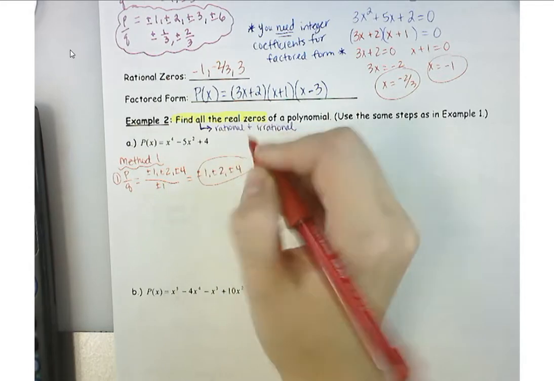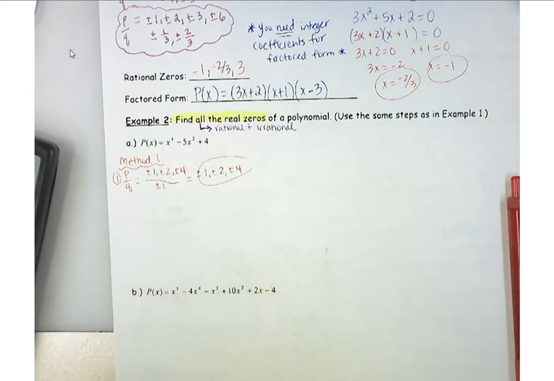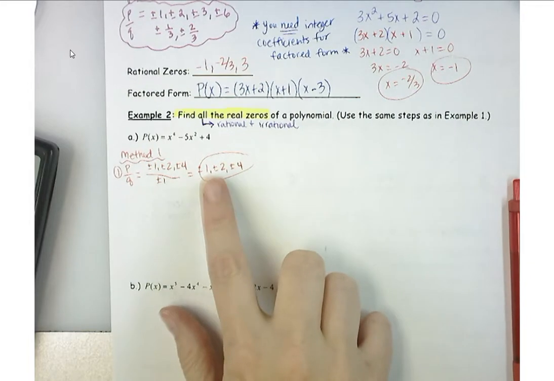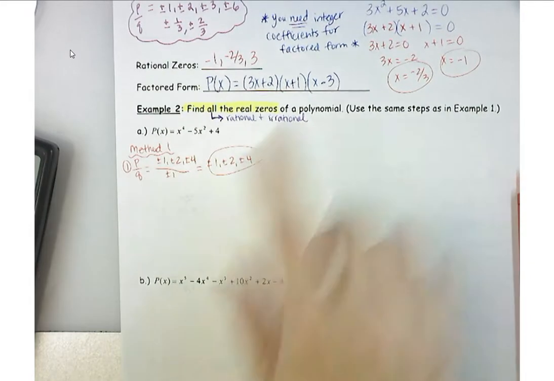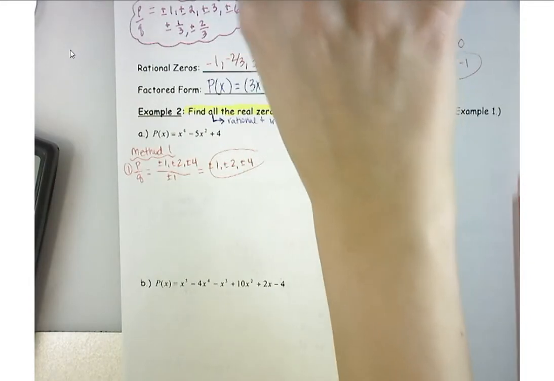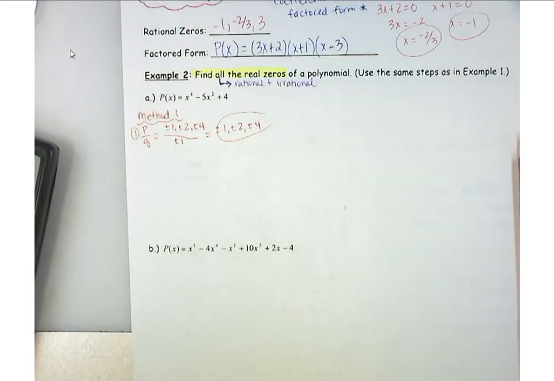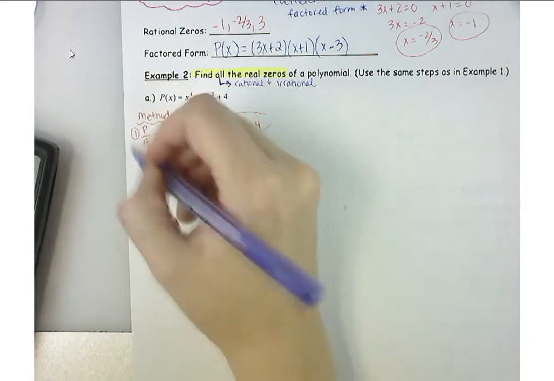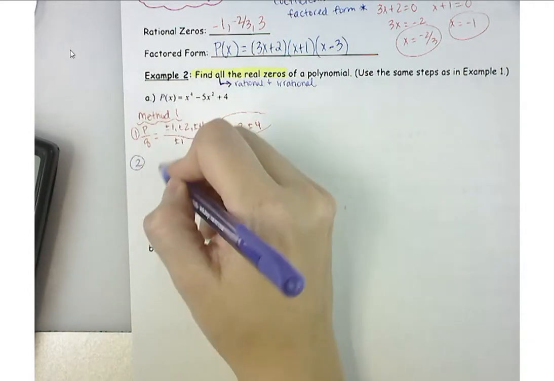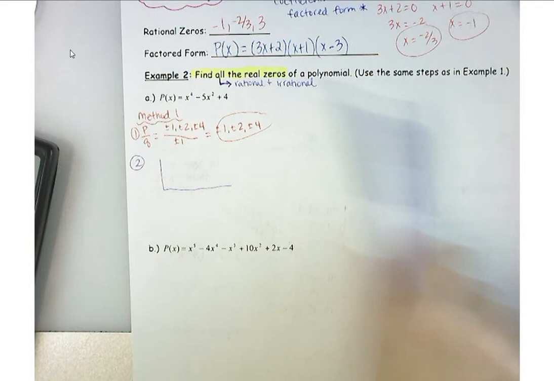Okay, so then when I graph this, I should see that some of these possible rational zeros are x-intercepts. Okay, so go ahead and do that. And then we're going to set up our synthetic division.